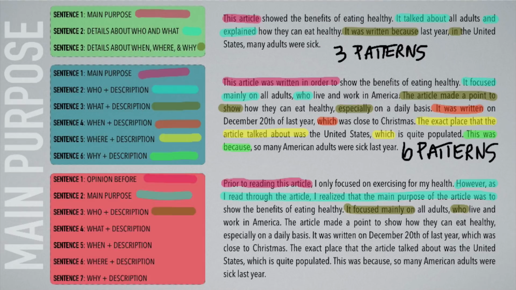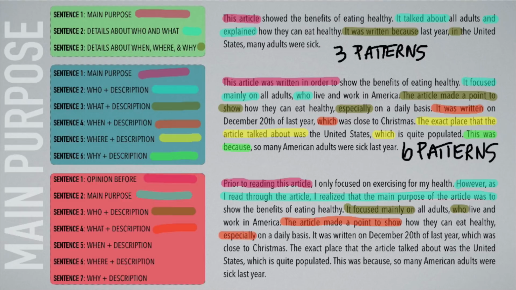Okay, let's keep going. Sentence number 4. Sentence number 4 deals with the what plus the description. It says, the article made a point to show how they could eat healthy, especially on a daily basis. So for this sentence, we have the pattern. The article made a point to show, and then especially.